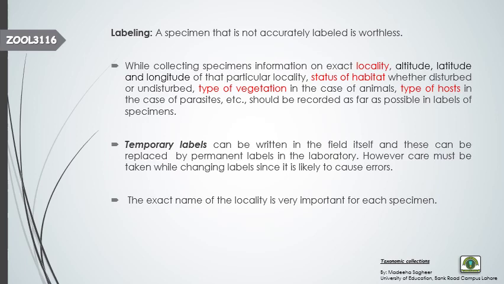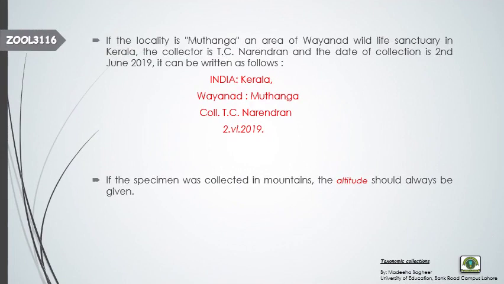So temporary labels can be written in the field itself, and these can be replaced by permanent labels in the laboratory. However, care must be taken while changing the label, since it is likely to cause errors, right? The exact name of the locality is very important. This is what I told you previously as well. Okay, how should the exact name of the locality be written on the labeling?